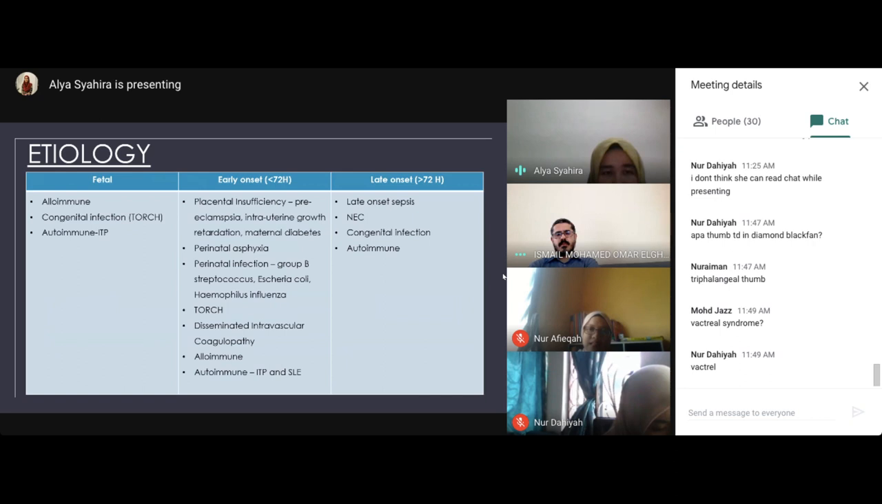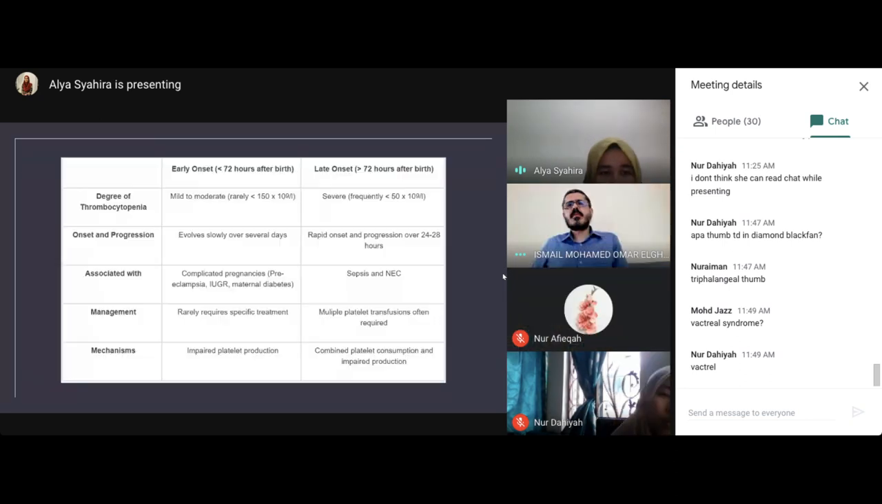For the early onset, the degree of thrombocytopenia is mild to moderate, most of them. It evolves slowly over several days and is usually associated with complicated pregnancy like preeclampsia, IUGR, maternal diabetes. The mechanism involved in early onset thrombocytopenia is usually impaired platelet production, and it rarely requires any specific treatment.